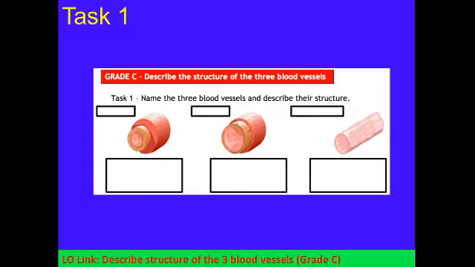Okay, what I want you to do now is, in each of the diagrams, type into the boxes what each of the blood vessels are. And then in the bigger boxes below, I want you to make a few points about their structure. Maybe go back into the video if you need to do that.